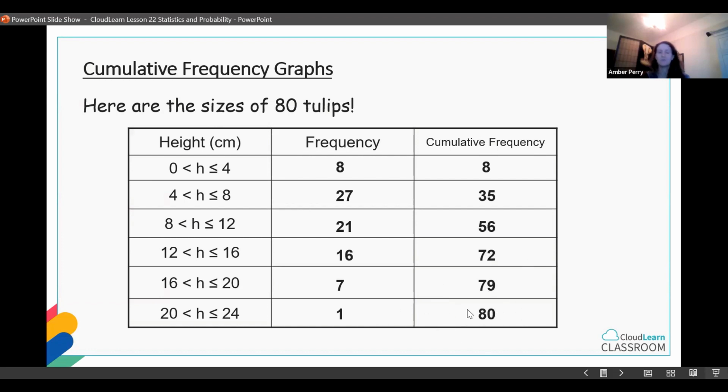And it's always important to check that this number matches the number that you have been told there are in total, okay? So the first thing you do with cumulative frequency is you add all those numbers up together, add the frequencies up. So these are now not representing, there's not 80 between 20 and 24. There's actually 80 between 0 and 24.